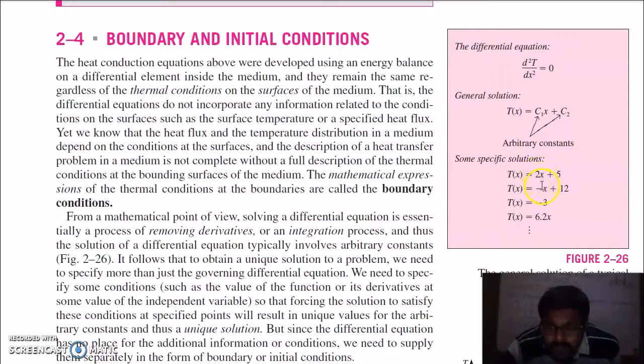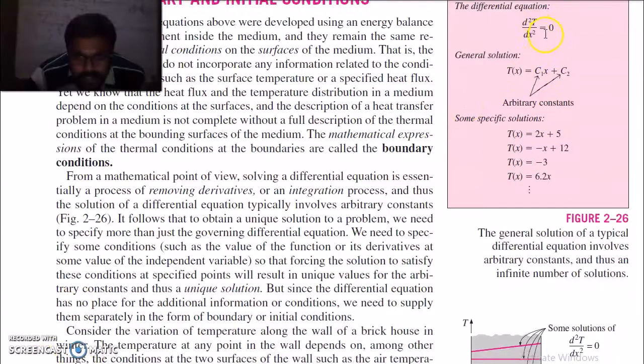So there are a number of solutions which can fit this equation, but according to the problem there must be only one solution. But since the differential equation has no place for additional information or conditions, we need to supply them separately in the form of boundary or initial conditions.